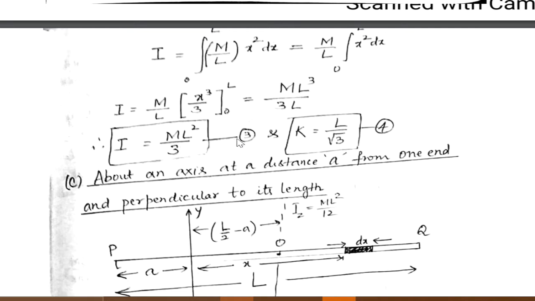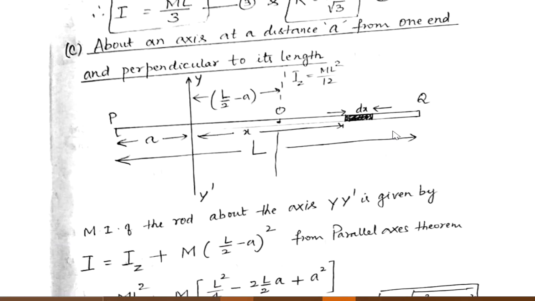So equation 3 gives the moment of inertia of a thin straight rod about an axis passing through one end and perpendicular to its length. And the radius of gyration is L by root 3. So equation 4 gives the radius of gyration.